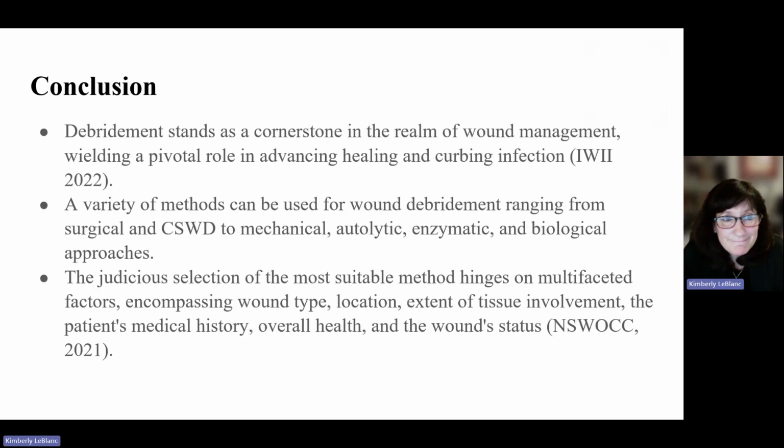So including, we know that debridement stands as a cornerstone in the realm of wound management, wielding a pivotal role in advancing healing and curbing infection. A variety of methods can be used for wound debridement, ranging from surgical and conservative sharp wound debridement, mechanical, autolytic, enzymatic, and biological approaches. The judicious selection of the most suitable methods hinges on multifaceted factors encompassing wound type, location, extent of tissue involvement, the patient's medical history, overall health, and the wound status.